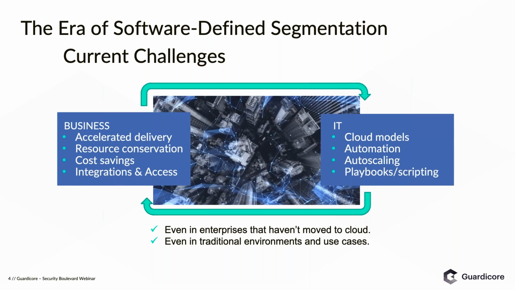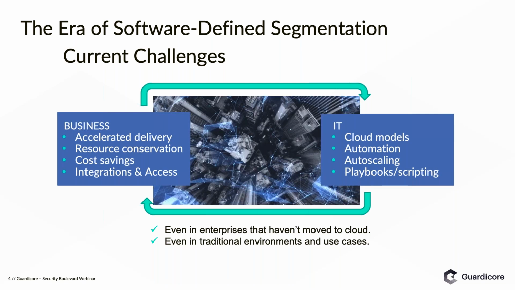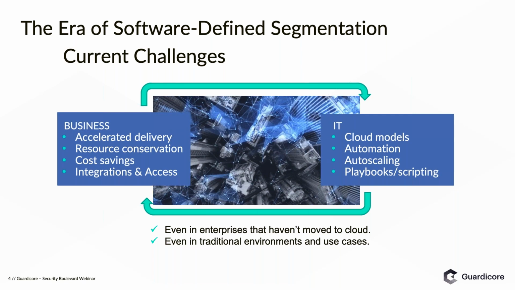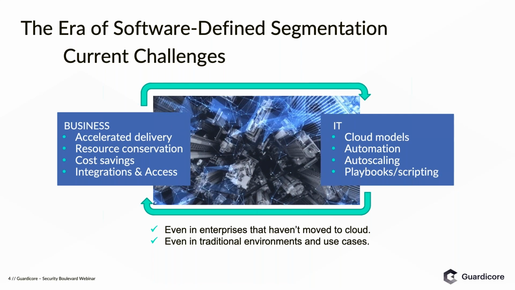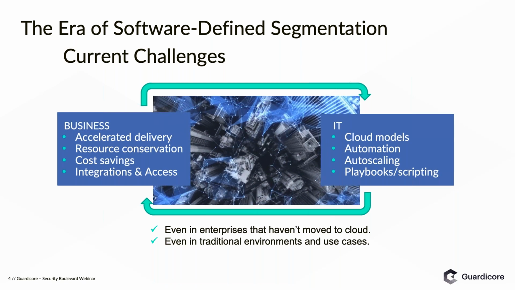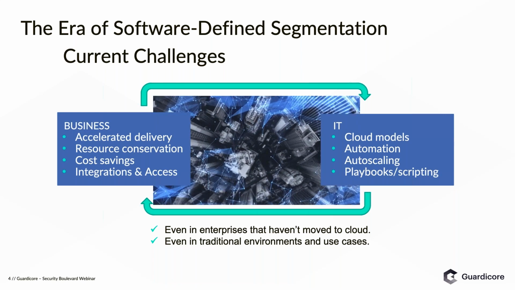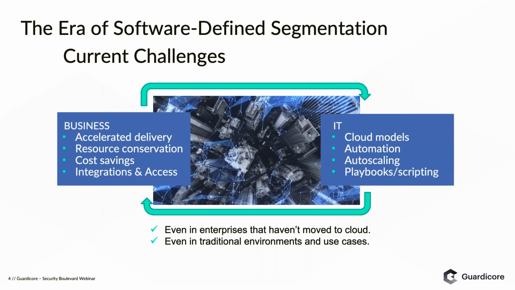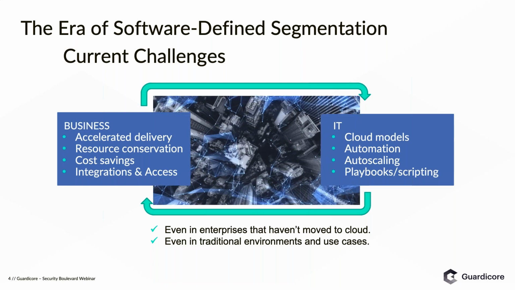And we've seen IT respond by adopting a DevOps cloud model. What's important about this DevOps cloud model is if you're an enterprise that hasn't moved to the cloud, it still involves you. Even in traditional environments, these use cases apply. It's a method of how you speed up and accelerate development and IT goals and movement through automation, auto-scaling, and using playbooks, scripting like Chef, Puppet, and Ansible. So the point is, this is across the board, even if you haven't adopted cloud.